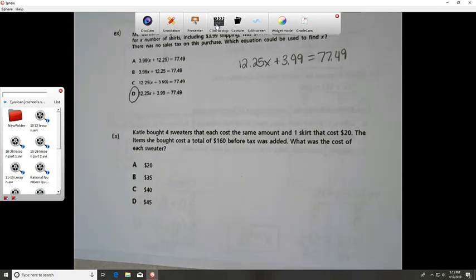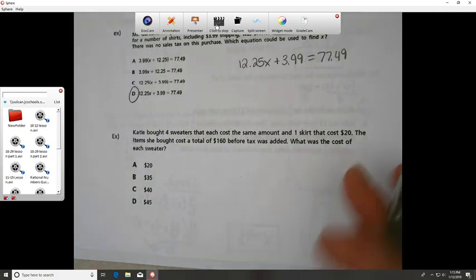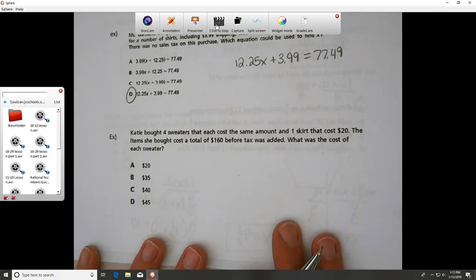Katie bought 4 sweaters that each cost the same amount and 1 skirt that cost $20. The items she bought cost a total of $160 before tax was added. What was the cost of each sweater? All right, so you could either use your multiple choice answers and test them out and see which one works, or you can write an equation and figure it out that way. All right, so I'll have you guys try to figure that out.